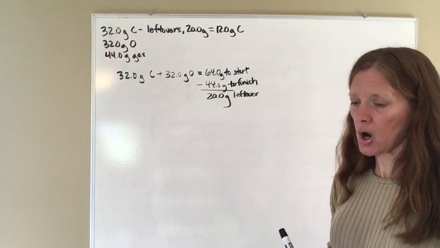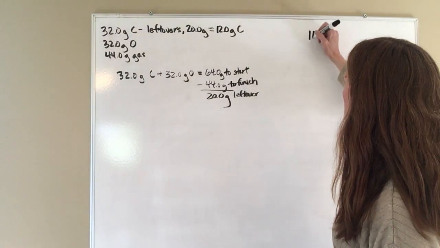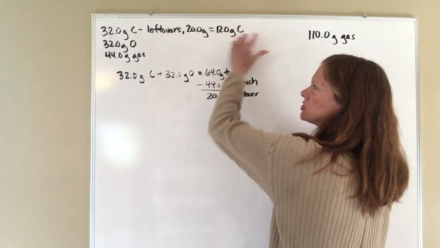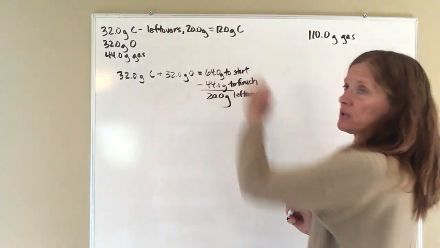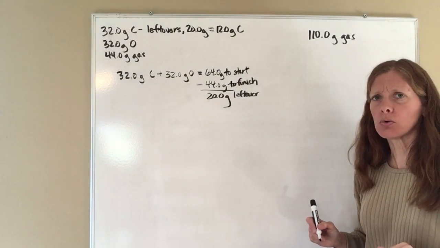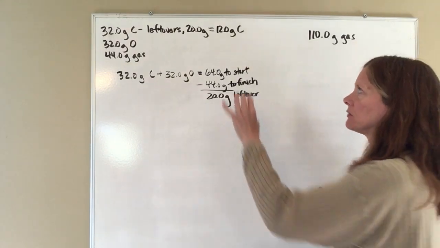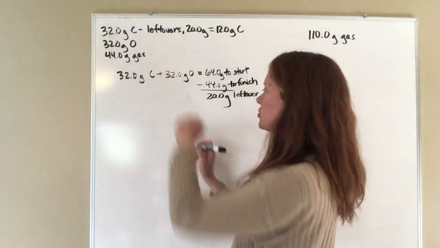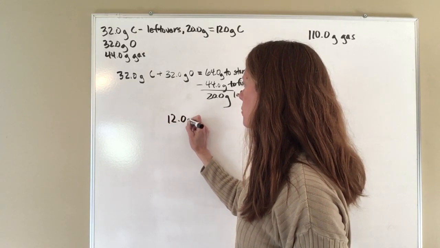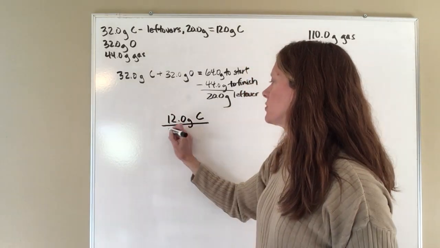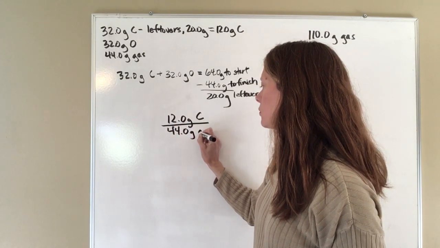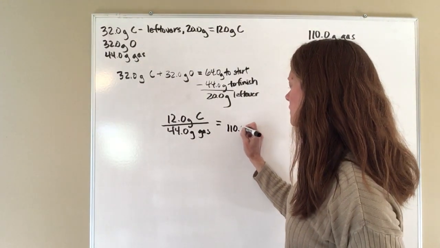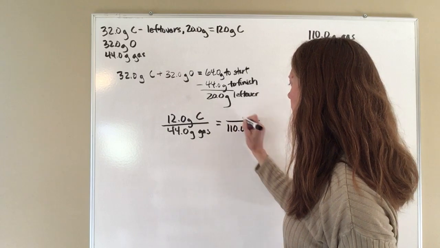So what we are trying to find out now is, if she wants to make 110 grams of the same gas, what proportions of these does she need to use so that she doesn't end up with any leftovers this time? In order to do that, I'm going to take the proportion of the carbon to the gas and the oxygen to the gas, and I'm going to do that like this. In the original gas that she made, she ended up using 12 grams of carbon to make 44 grams of the gas. She wants to make 110 grams of the gas, and so how much carbon does she need?